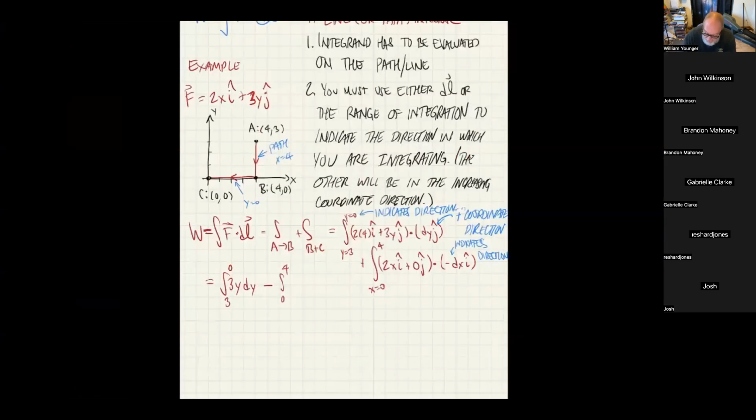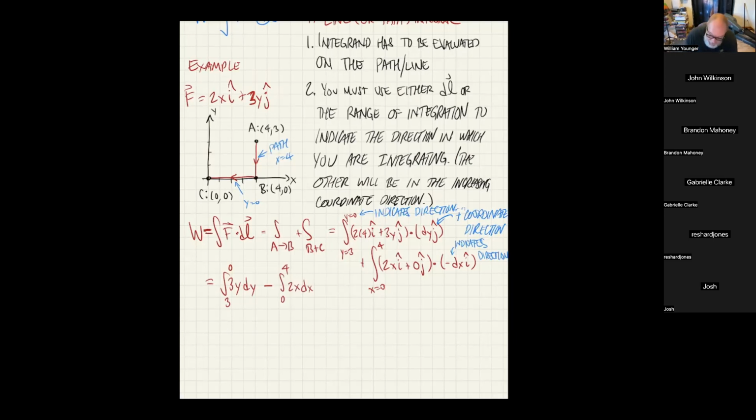And that minus came from the negative sign in there. Okay. So now this is going to be 2x dx, and of course the i hat dot i hat was just 1, and the j hat dot j hat was just 1 in the previous integral.